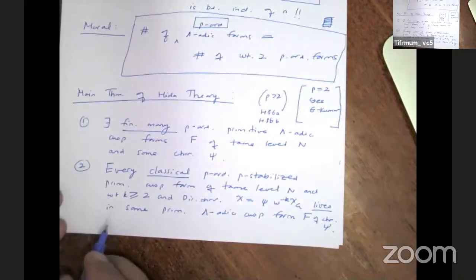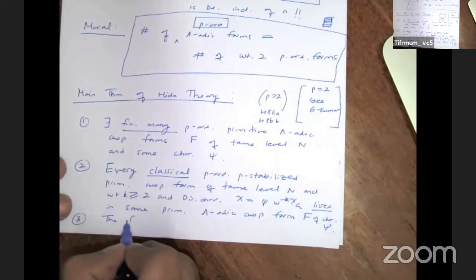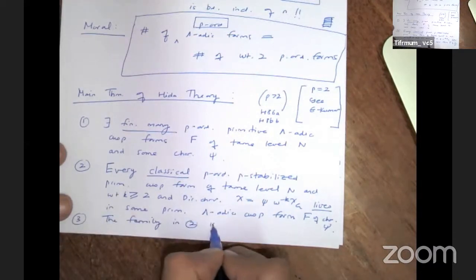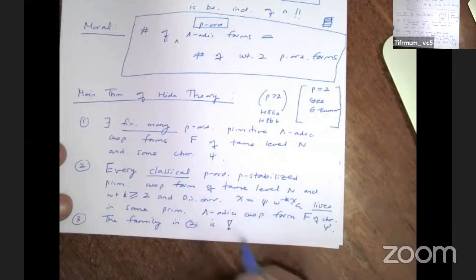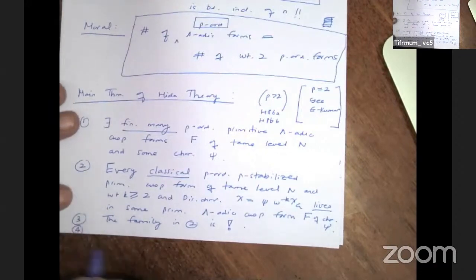And the third thing I want to say is that the family in 2 is unique. Okay, so every weight 2 or more classical p-ordinary form lives in a unique family up to some Galois conjugacy, but I won't get into that here. And the last thing I want to say, and this is what is going to be the content of these, well, okay, let me say the last thing.